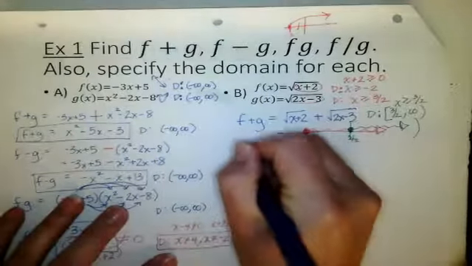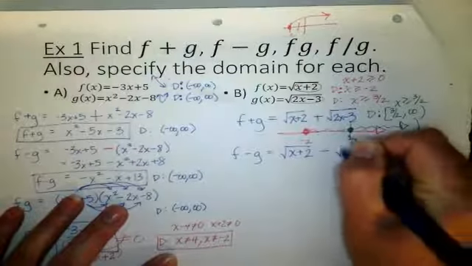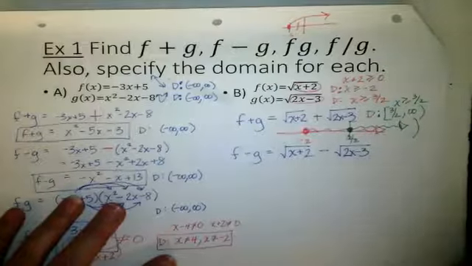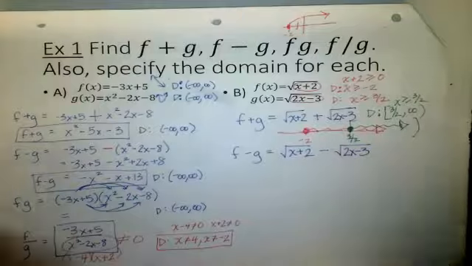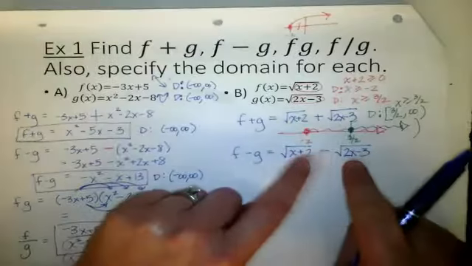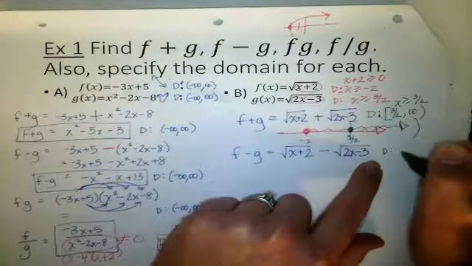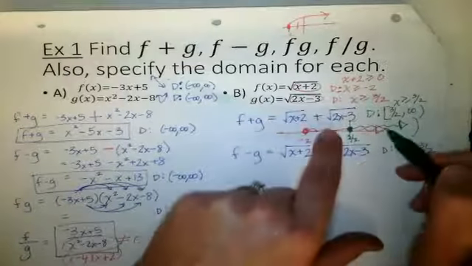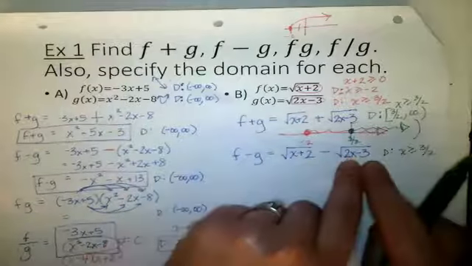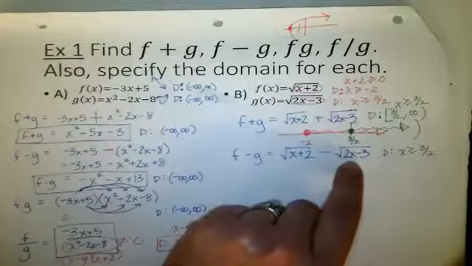F minus G. So that's going to be the square root of x plus 2 minus the square root of 2x minus 3. Are those like terms? No, they're not. I can't do anything. That's the answer. And again, thinking about domain, we have to investigate each piece, but we already know the answer because it's going to be the same. x must be greater than or equal to 3 halves for the same reason as above. I have to look at the domain of this square root function and this square root function. And then we go with the domain that works for both parts.